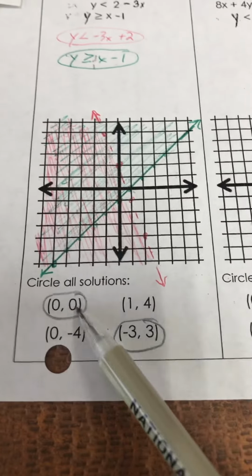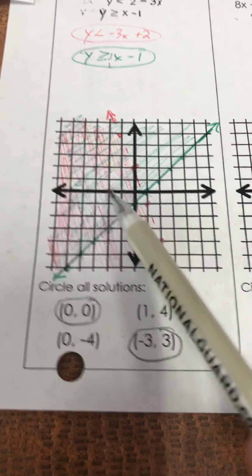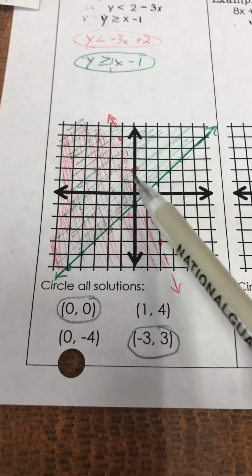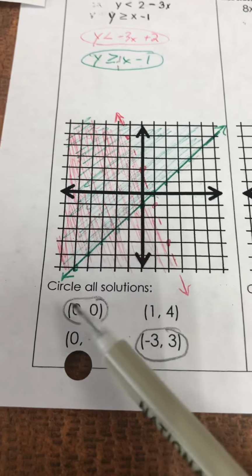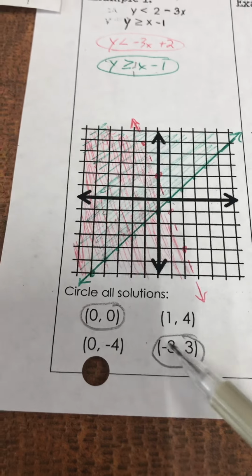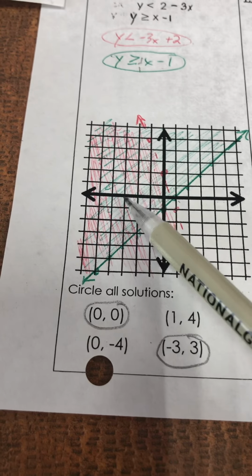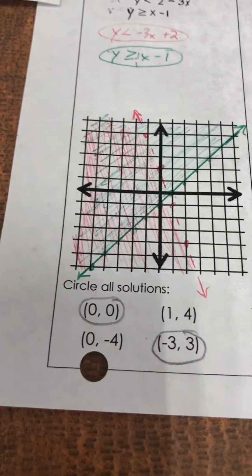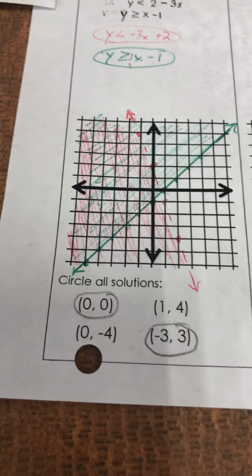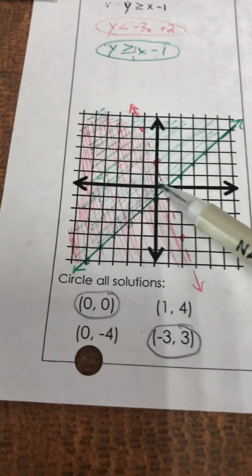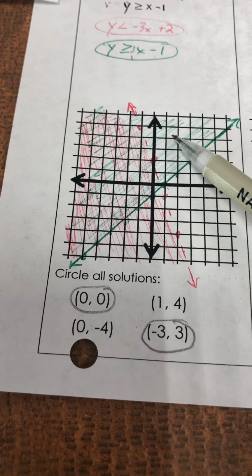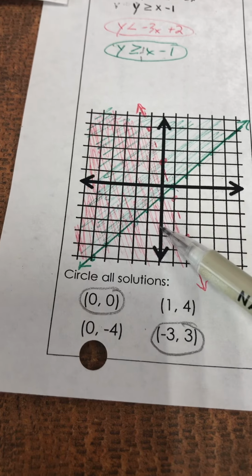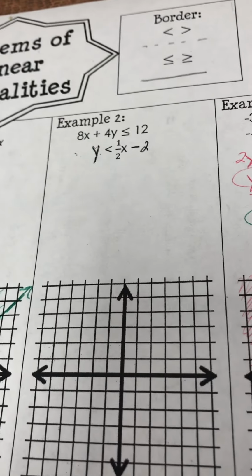So which of these points are going to be in this section that's shaded by both the red and the green? 0, 0 is there. And negative 3, 3. Negative 3, 3 is there right in the middle of it. The other two are not there. You notice 1, 4. 1, 4 is only in green. 0, negative 4 is only in red. Try number 2 on your own.